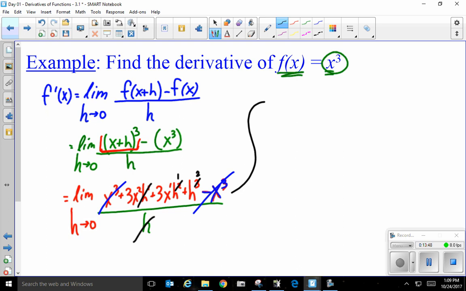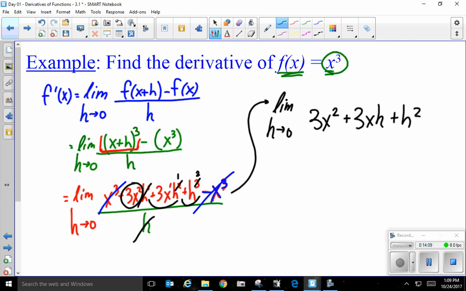So now, I have the limit as h approaches 0 of 3x squared plus 3xh plus h squared. Miss Donovan, looking at this, what's the derivative going to be? Sasha, you can do that in your head? You're going to be able to do it that quickly in your head, too. It's 3x squared. But let's check to see if that's right.